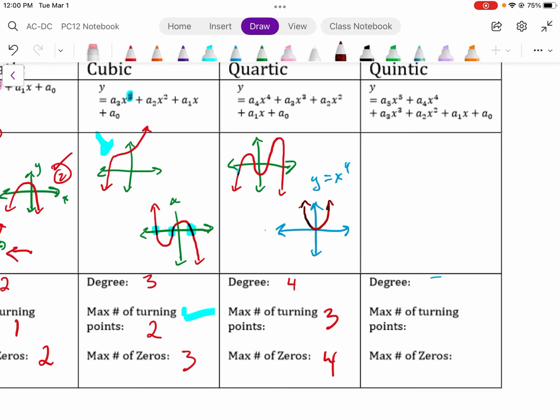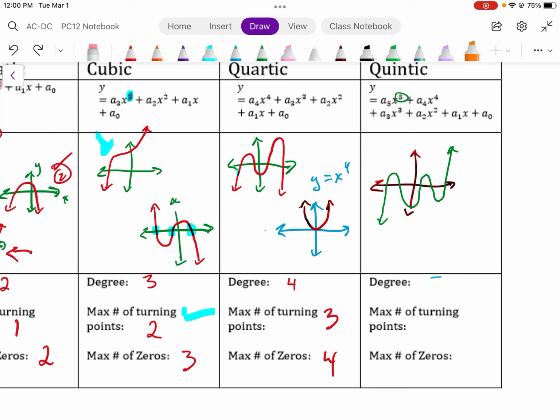All right, a quintic function. Hopefully we're starting to get a flavor for what's going on. A quintic function is an odd degree. So I'm going to make a quintic function. I believe that would be a quintic function. So how many turning points on there? 4. 1, 2, 3, 4. Certainly looks like a quintic function. So that's the maximum number of turning points.